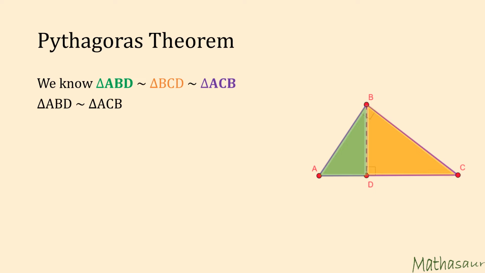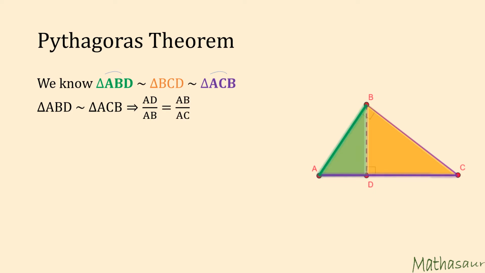Now let us look at the green and purple triangles, triangle ABD and triangle ACB. Since they are similar, their corresponding sides would also be in proportion. So we can say that AD by AB would be equal to AB by AC. Upon cross multiplying, we see that AD times AC is equal to AB square. Let us call this statement 1.